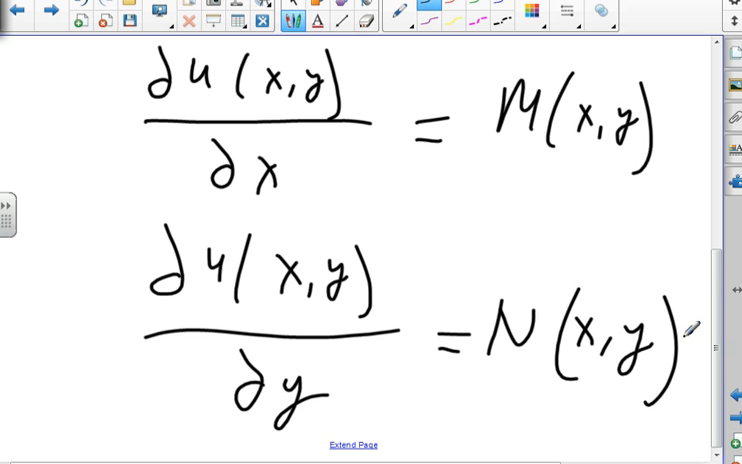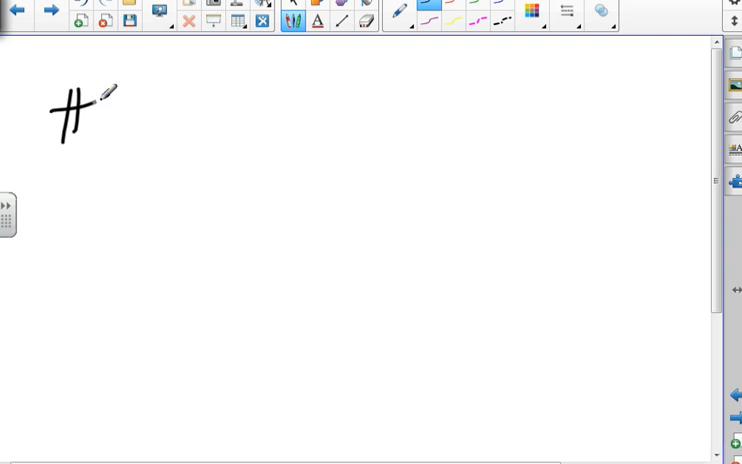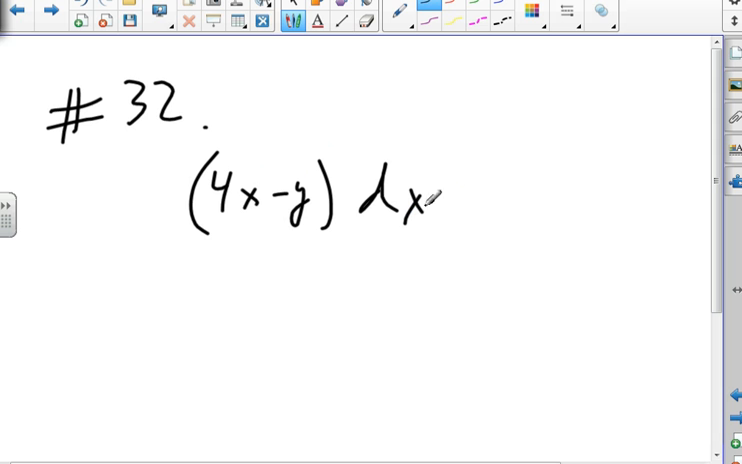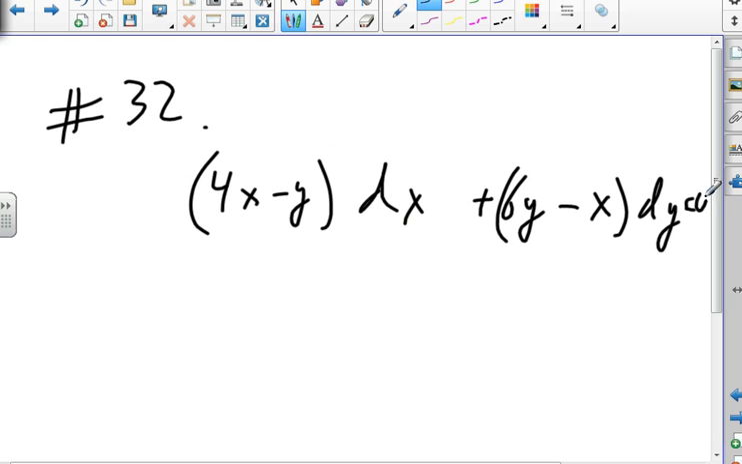Now, how does that apply to any problem we're doing? Well, that's the issue. So we'll start with number 32. And we have 4x minus y dx plus 6x minus 6y minus x dy is equal to 0.